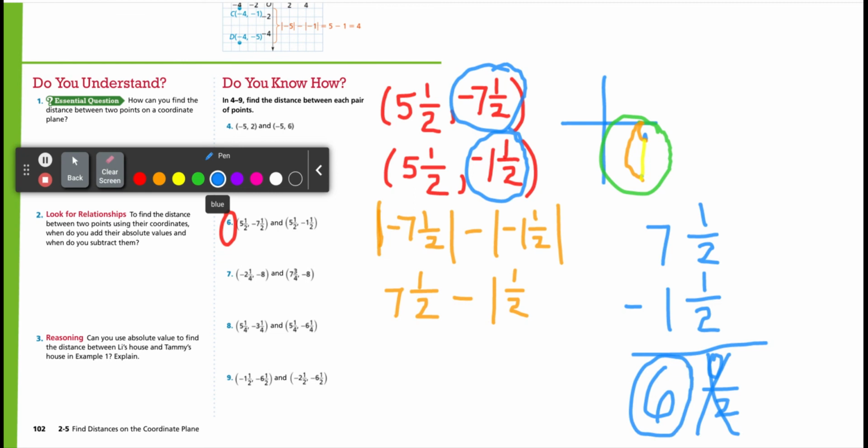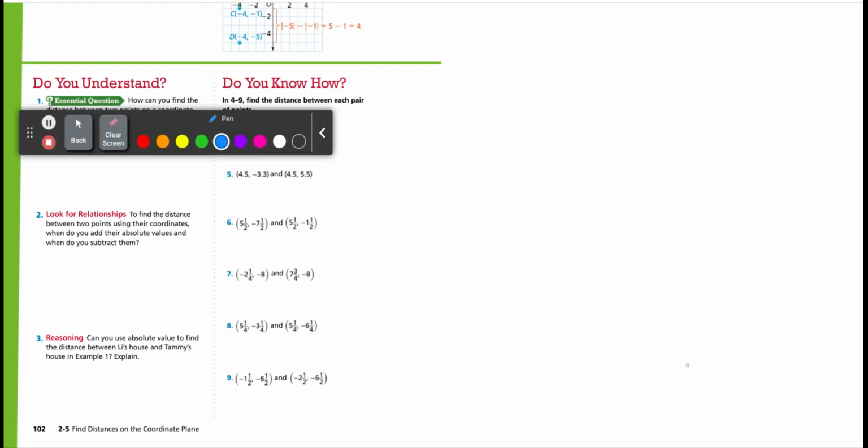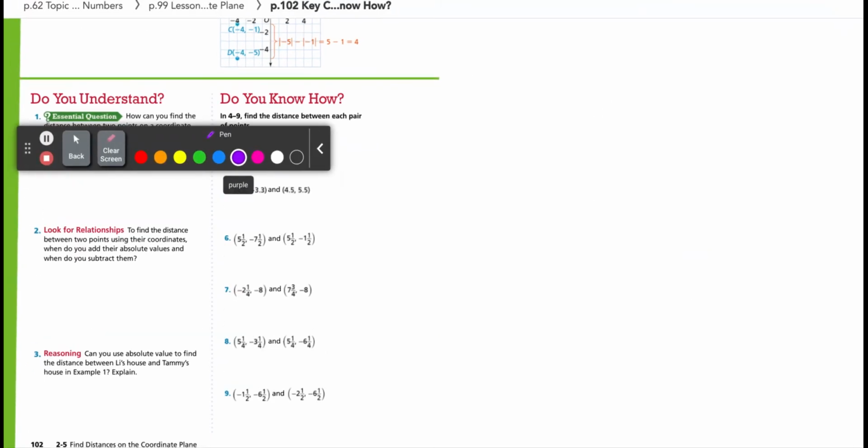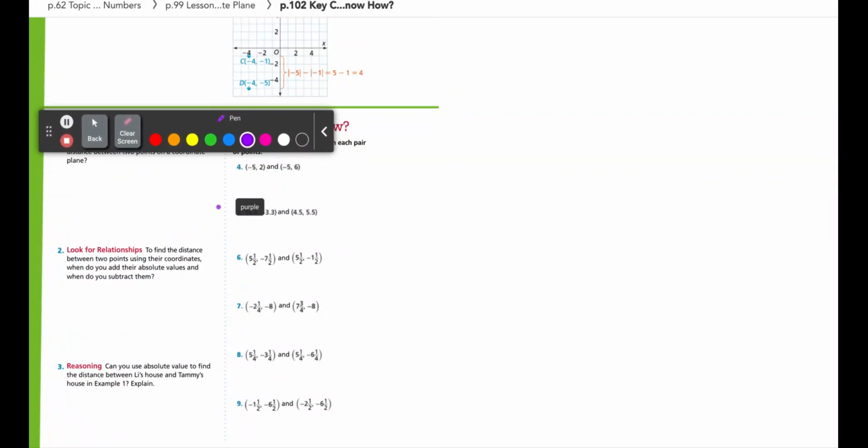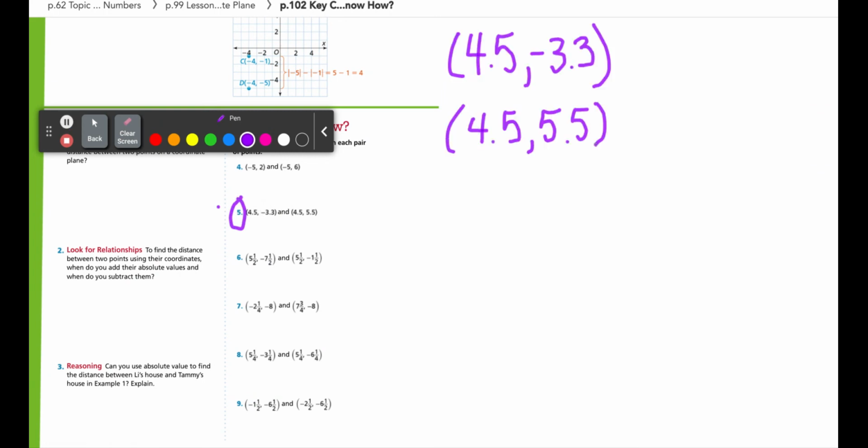Now we're going to do one more question where we'll be finding the distance of 2 points, and we'll have to add the coordinates. Okay, so last question is going to be number 5. Let's rewrite those ordered pairs in your notebook. So we have 4 1/2, negative 3 3/10, and 4 1/2, 5 5/10. So let's start by sketching these 2 points to help us figure out if we'll be adding or subtracting.